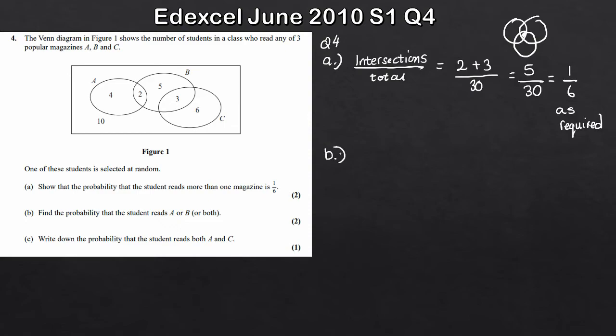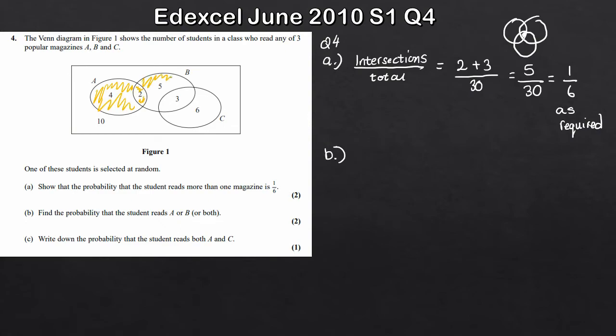How do we do this? Well, we're looking for the probability that the student reads A, or B, or both. Okay, so that's the important fact there. Essentially, all we actually care about then is the numbers that are in A. So if I change my pen colour, what we care about is anyone in A. That includes this intersection here.